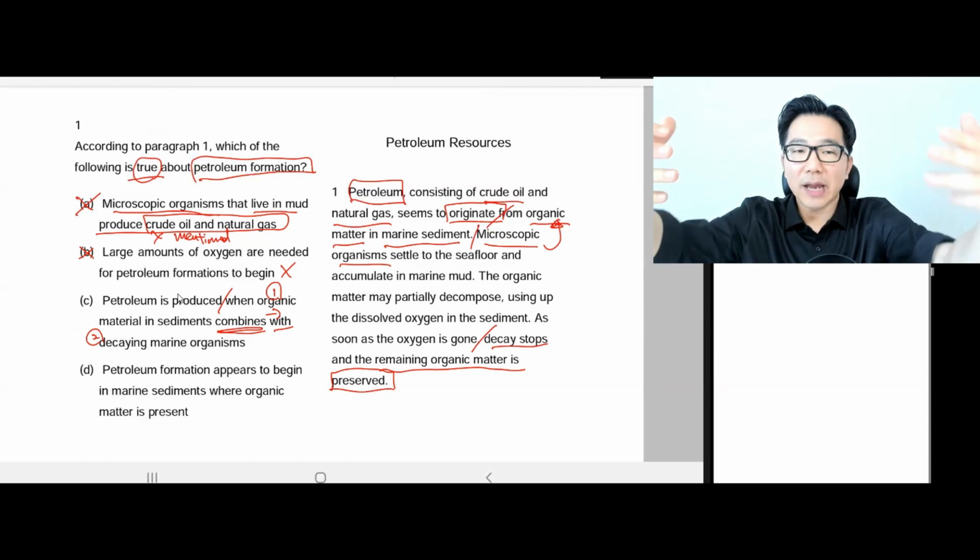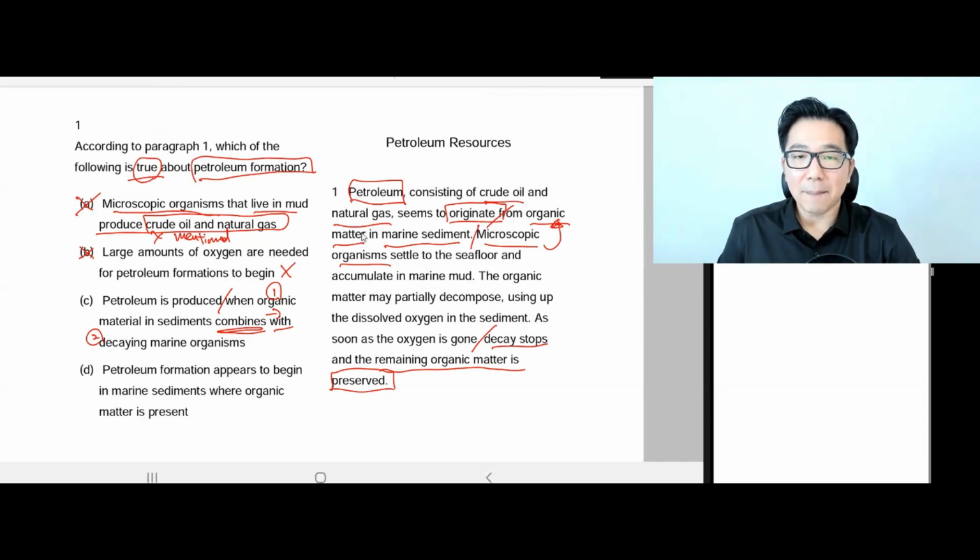So C is totally wrong because it's saying one thing gets mixed with another thing to create petroleum, which is not mentioned at all here. Okay, so D must be the answer. Good start, but let's double check, of course.